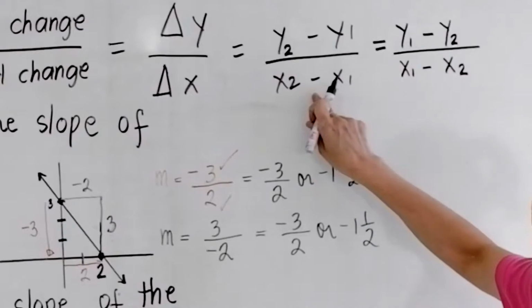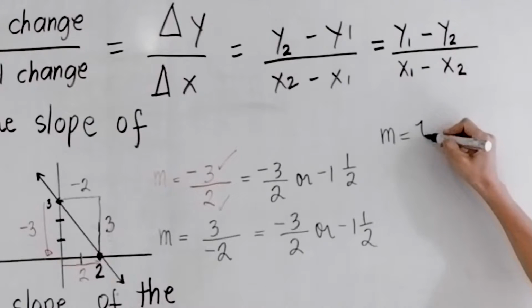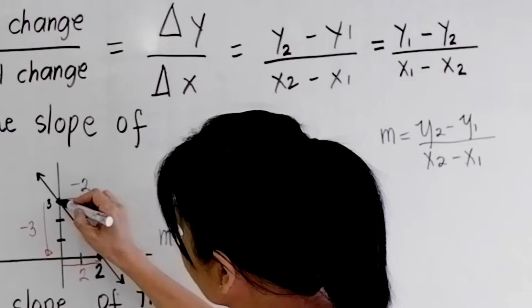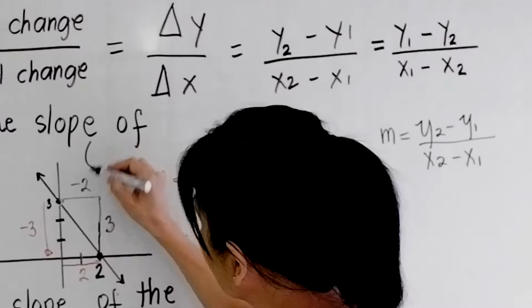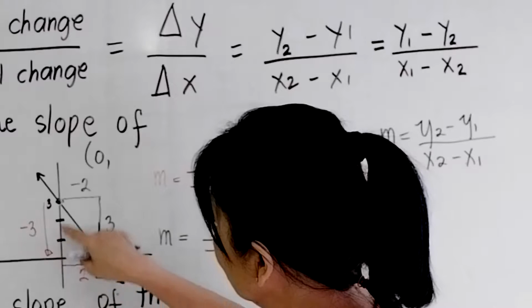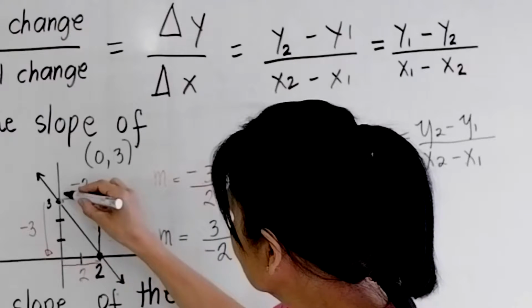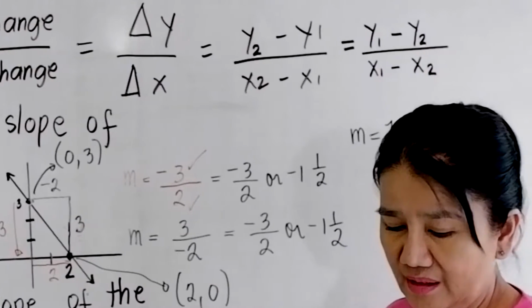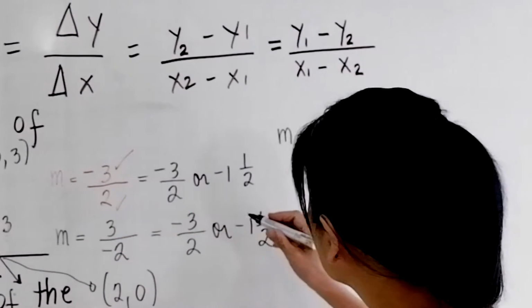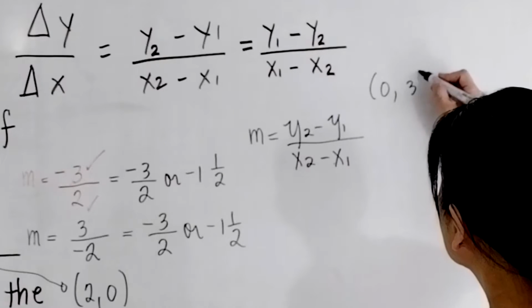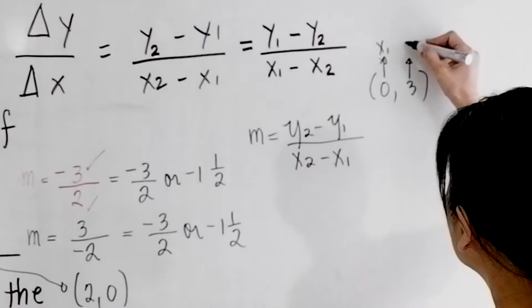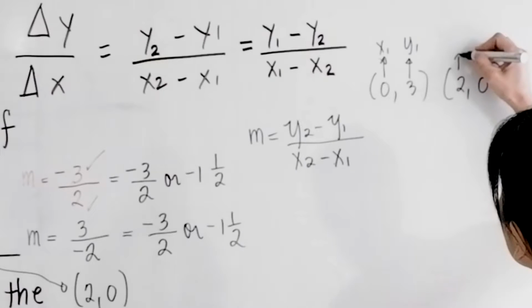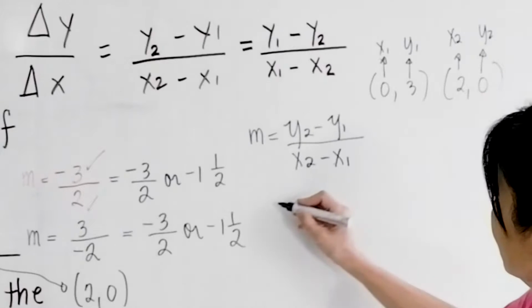Another method is by using the formula up here. We can use y sub 2 minus y sub 1 all over x sub 2 minus x sub 1. This ordered pair here has x component 0 and y component 3. Whereas this point here has x 2 and y 0. So you can let your x sub 1 be 0 and your y sub 1 be 3, and for 2, 0, we can let 2 be our x sub 2 and 0 be y sub 2.